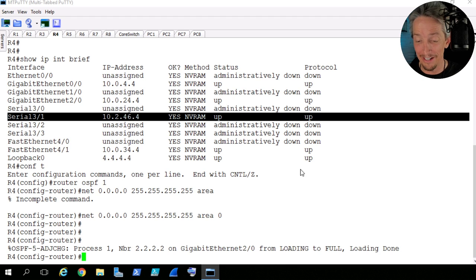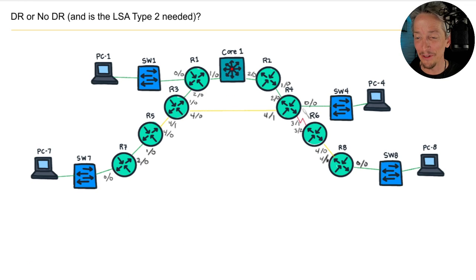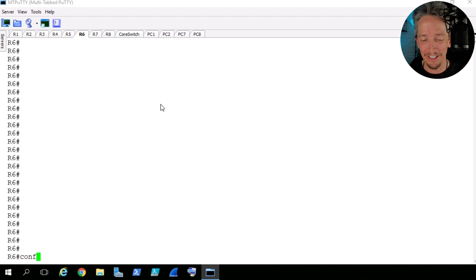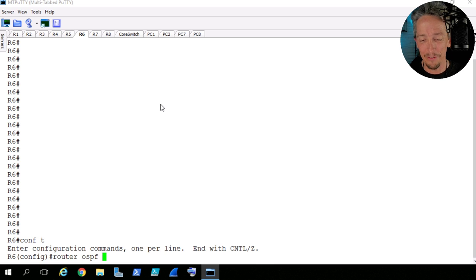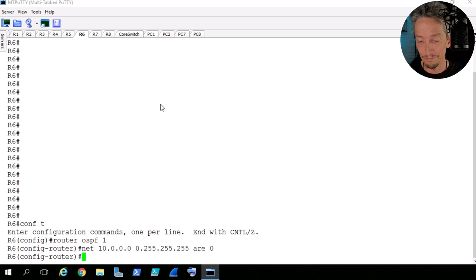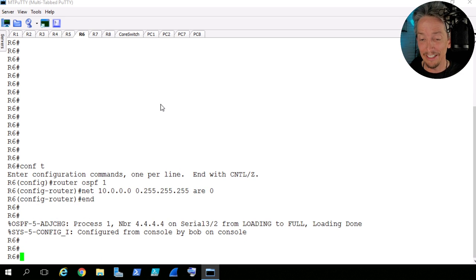All right, now the problem here is that I just enabled OSPF here on R4, but R6 isn't running OSPF yet. So let me just dump OSPF on that guy too. I say dump. Let's gently configure OSPF on that router as well. Router OSPF 1 network. Look at that. That's a force of habit with adding the zeros at the end. Area 0. All right. Now, there's our adjacency.